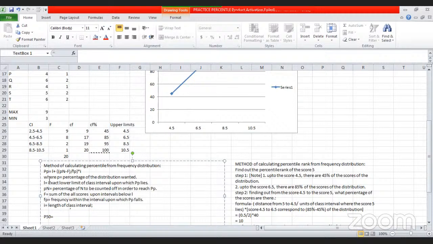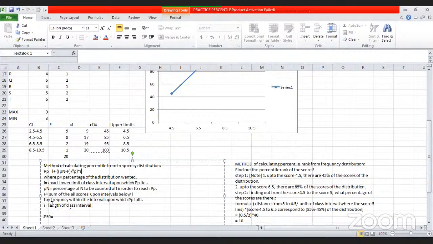Okay. So here is the formula. The small l is equal to the exact lower limit of the class interval upon which Pp lies. The Pn is equal to the percentage of N to be counted off in order to reach Pp. Capital F is equal to the sum of all the scores upon intervals below l.